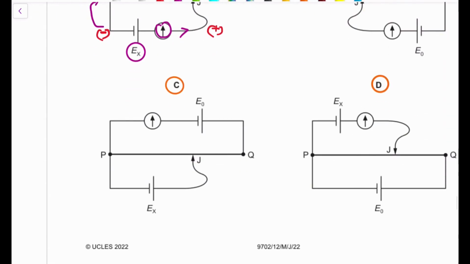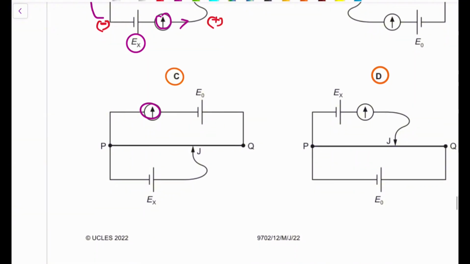If you look at C, look at where the galvanometer is. How are you even going to measure EX? It doesn't make sense, because EX needs to have the galvanometer close to it so that we can measure the current flowing through the galvanometer.